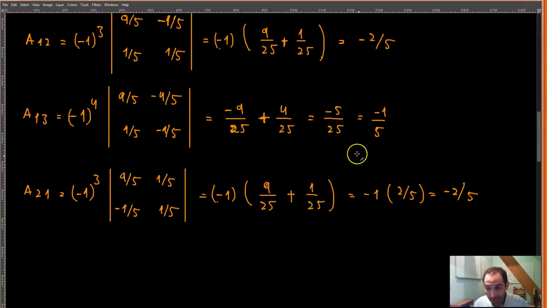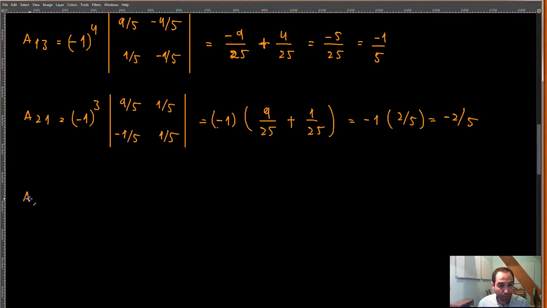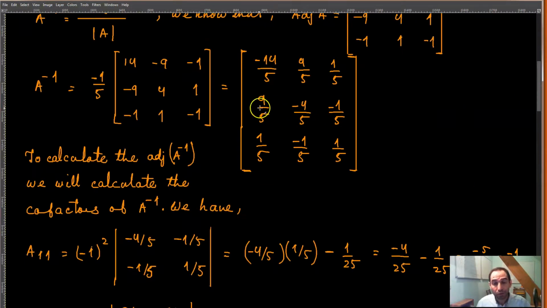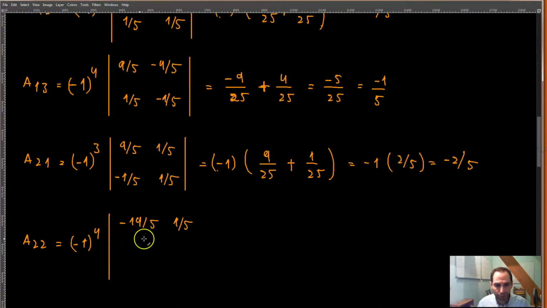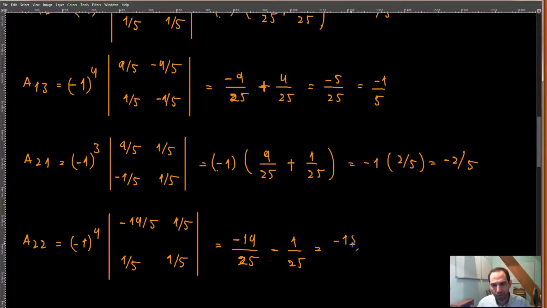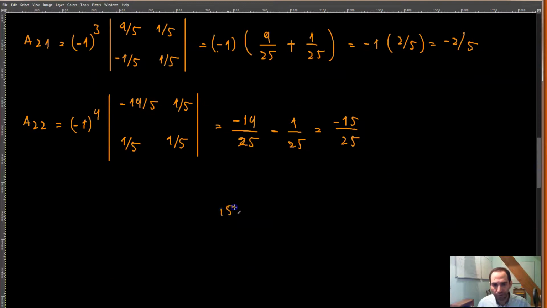Okay. Now, the next one is A22, which is equal to -1 to the fourth power times the determinant. So 2/2, delete this column, delete this row: -14/5, 1/5, 1/5, and 1/5. That is the same thing as -14/5 times 1/5, which is -14/25, minus 1/25, which is -15/25. Now 15/25 divided by 5 is 3/5, so that's -3/5.